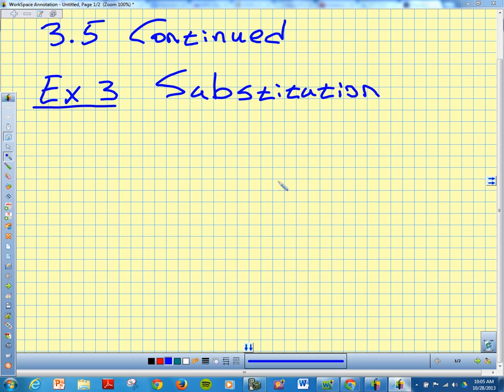Okay, 3.5 continued. First example is going to be substitution. It looks like this. First equation.